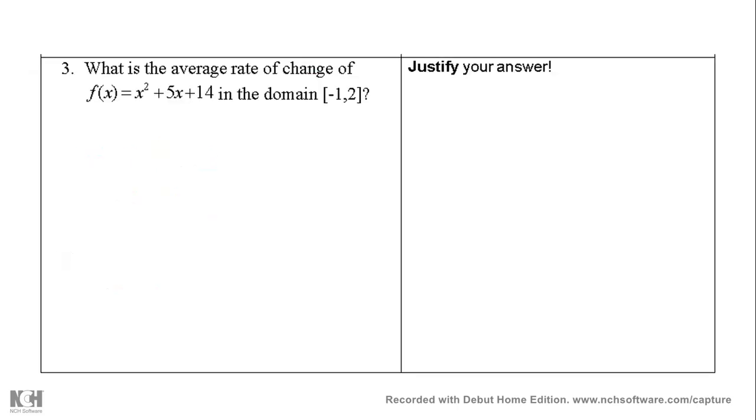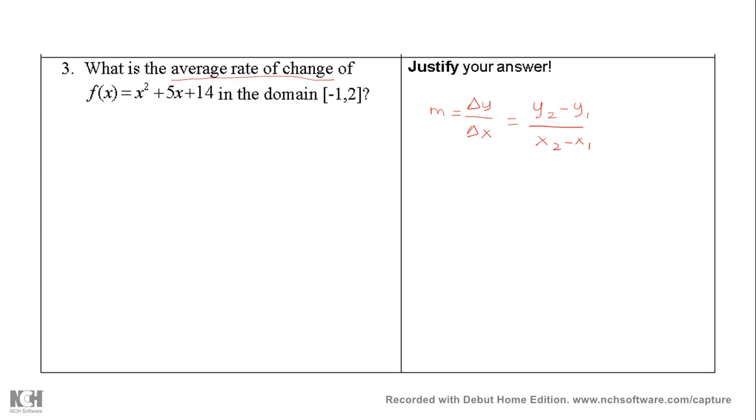All right, going on to number 3. Now number 3 asks for that average rate of change. Average rate of change is just another phrase that means the slope. So we know the slope is equal to the change of y over the change of x. So what we need here is two coordinates, x1 and y1, and x2 and y2. Okay, so if we were to write that out, this is what it would look like.